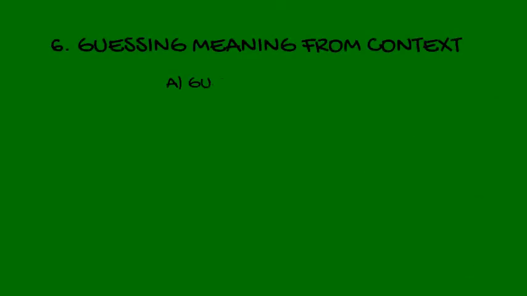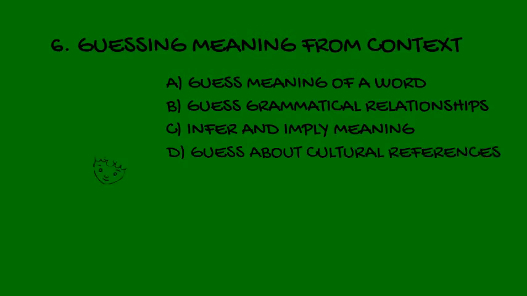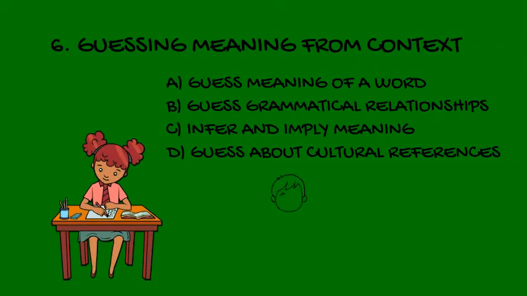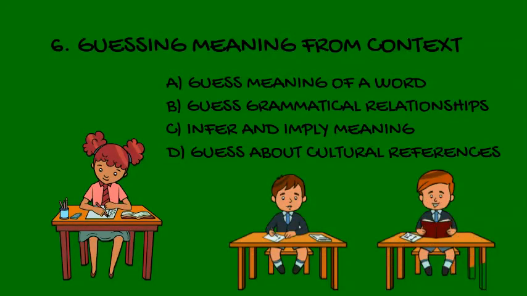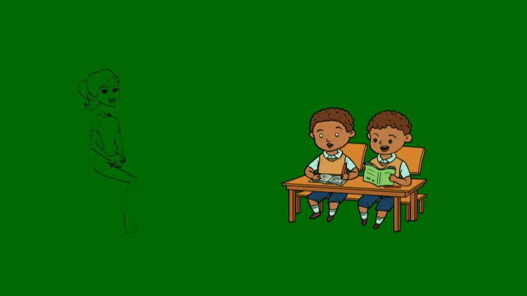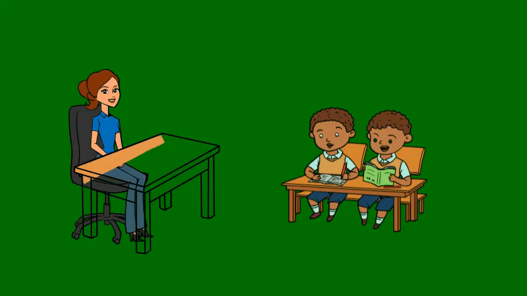Now, number 6, guessing meaning from context. First, the students need to guess the meaning of a word. Then they need to guess a grammatical relationship between words. After that, they infer the implied meaning. And finally, they guess about culture and references. Always encourage your students to use comprehension strategies in which they fill gaps by intelligent attempts to use the clues that are available to them.